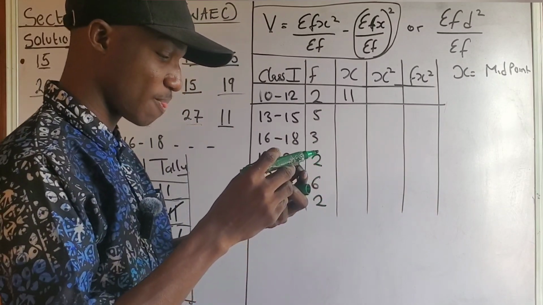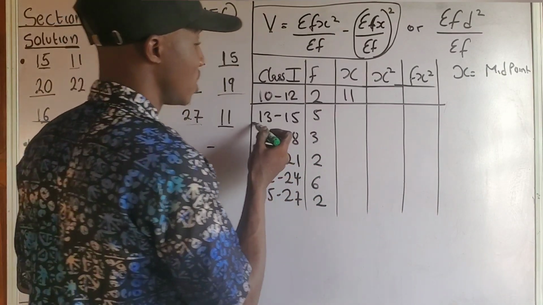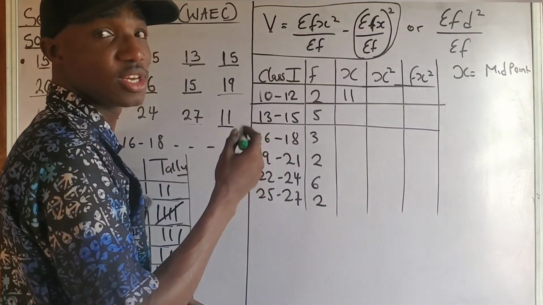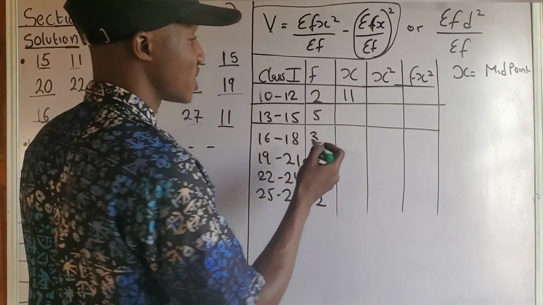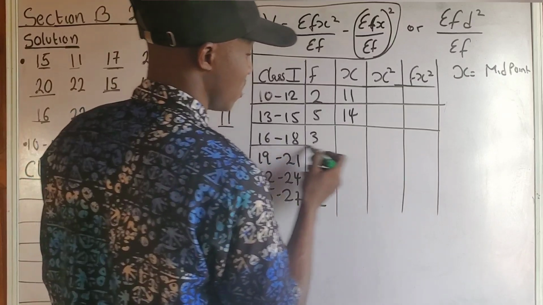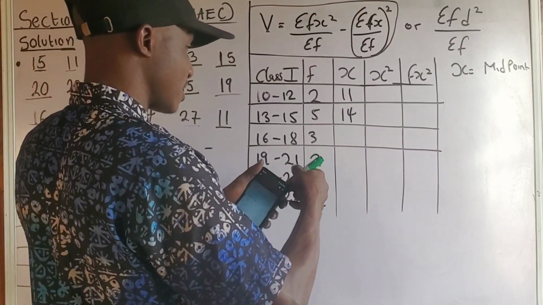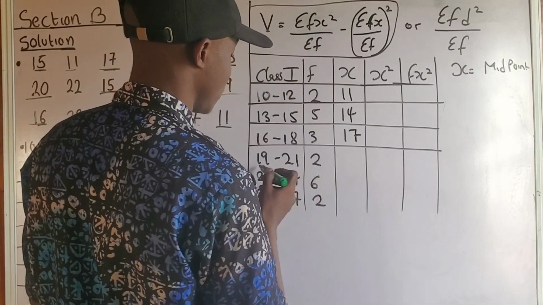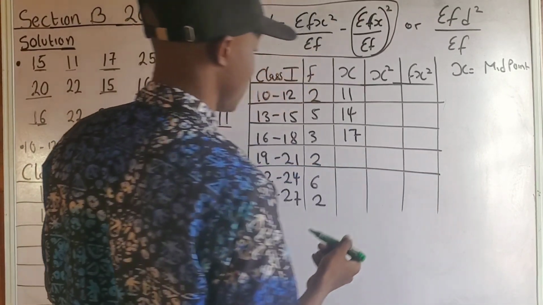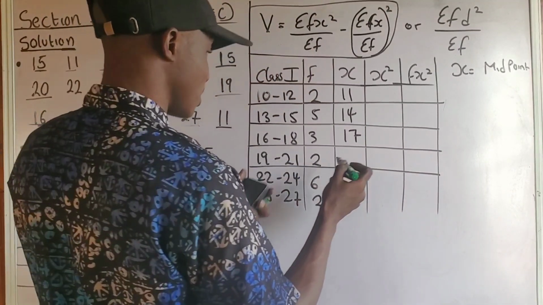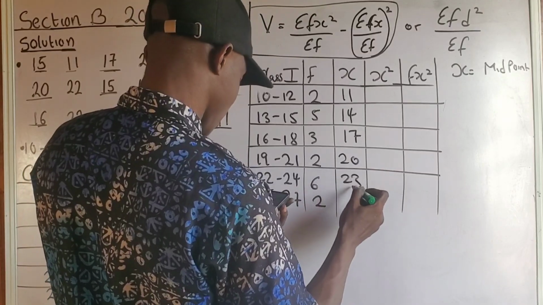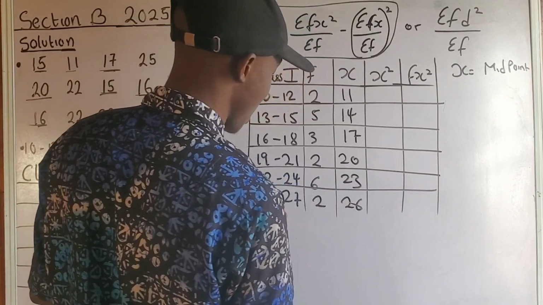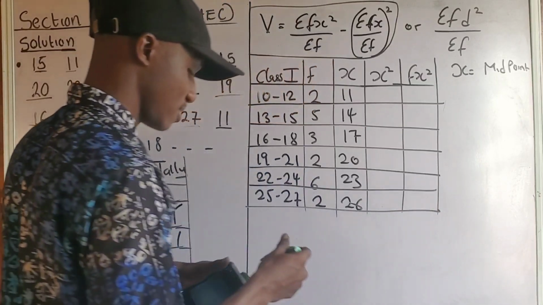Okay. For the next one, 13 plus 15, that is what? 28. 28 divided by 2 is 14. So here we have 14. 16 plus 18 is 34. 34 divided by 2 is 17, right? I'm going to have 17 here. For the next ones, you're going to have 20, 23, then 26.